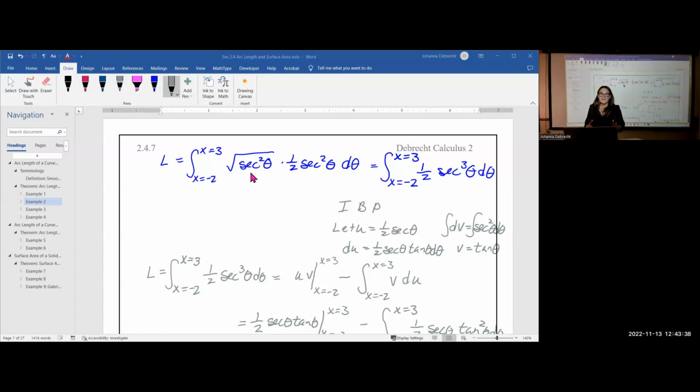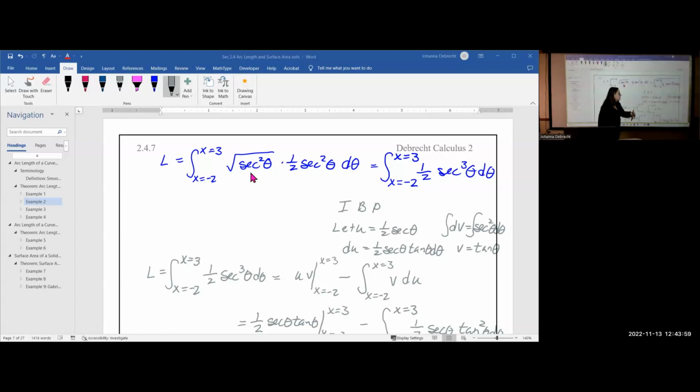Now, you may have gotten that far, but then you probably threw up your hands because you're like, oh my God, I don't remember how to do this. Integration by parts. So we'll go through it relatively quickly. We let u be one of the secants because we need secant squared to be dv. So we want secant squared to be dv because we know how to integrate that.